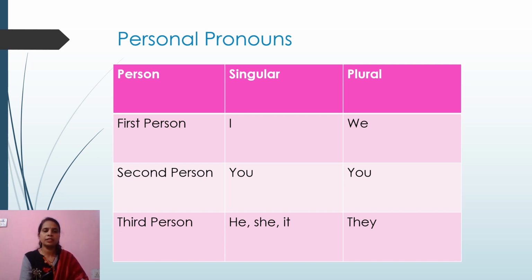Third person means whatever we are talking about, that is, other than the first person and second person. If we talk about a boy, that is he, a girl, that is she, or any non-living thing, that is it, and in plural form it's called they. So first person is the speaker, second person is the listener, and third person is the person or the thing which we are talking about.